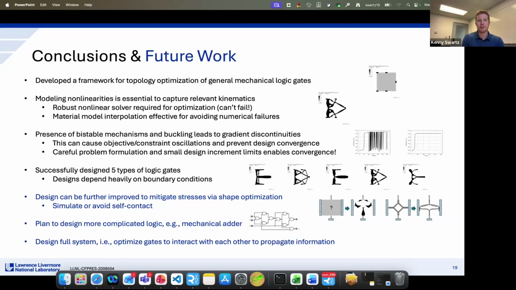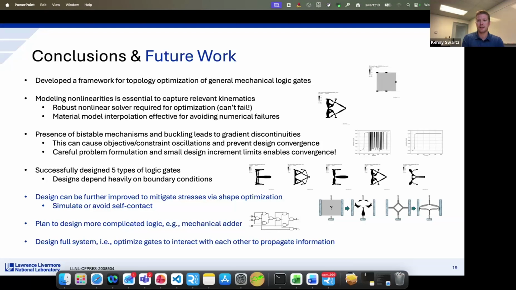And then we needed to use that material model interpolation to avoid numerical failures for large strains in the void phase. And then we found that the presence of these bistable mechanisms leads to significant discontinuities in the gradient. You could get into situations where your objective and constraints just oscillate wildly back and forth between the two states. And so we have to figure out how to formulate the problem in the presence of these to push ourselves away from the discontinuities and to be able to converge our designs.